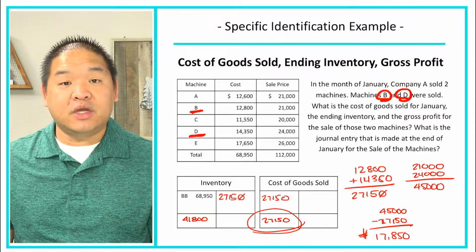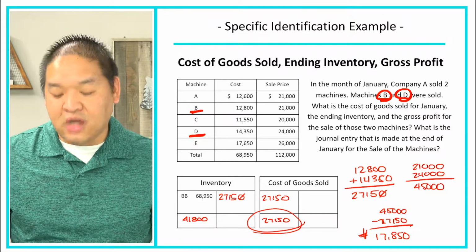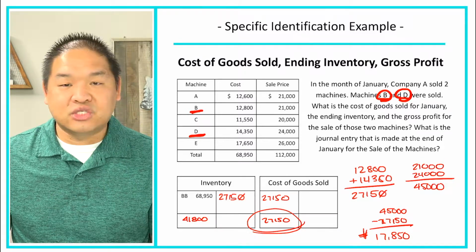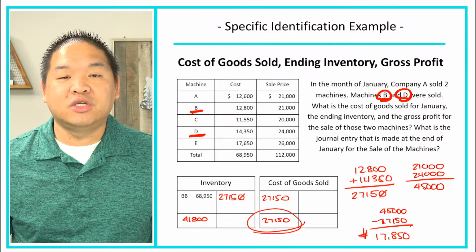That gives us a gross profit of $17,850. So we did pretty good because we made a profit of over $17,000. Now, that might not necessarily be good because we don't know industry data, but if you got an extra $17,000, I'm pretty sure you'd be happy right now.